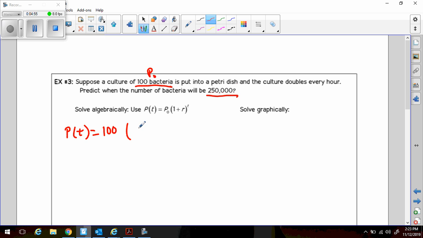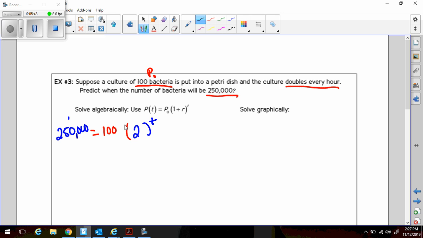Parentheses, we have 2. Now this says that it doubles every hour. So because it says it doubles, we're going to make this 2. And then every hour, this is going to be to the t power. Now, they're giving us our bacteria is going to be 250,000. So this is our answer. And we want to know, predict when the number, so we're trying to find out the time. So this is 250,000. When is it 250,000? So this is going to be kind of new. I'm going to show you how to solve this when we have a power that's an exponent.